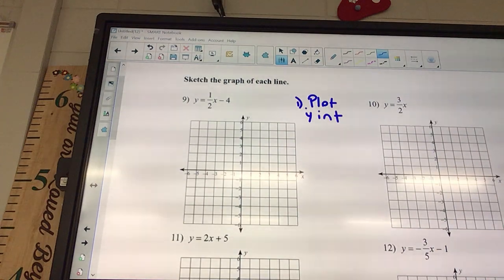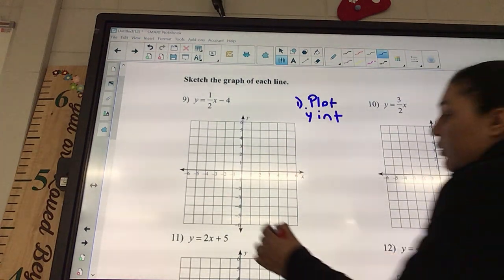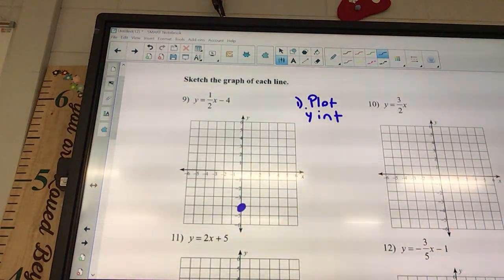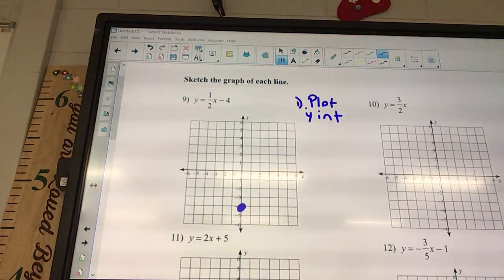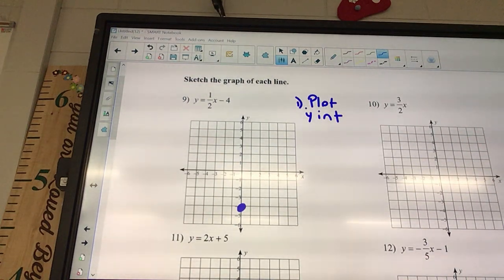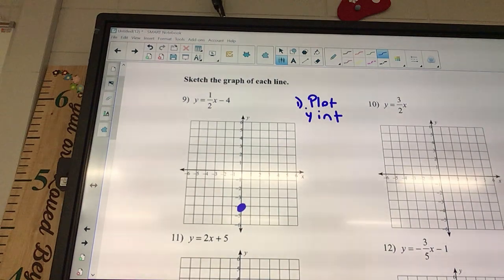Our y-intercept is negative 4, and so we're going to plot that. You always plot the y-intercept first, and then from the y-intercept, you do the slope. Now, you need to think logically about this. Is our slope positive or negative?